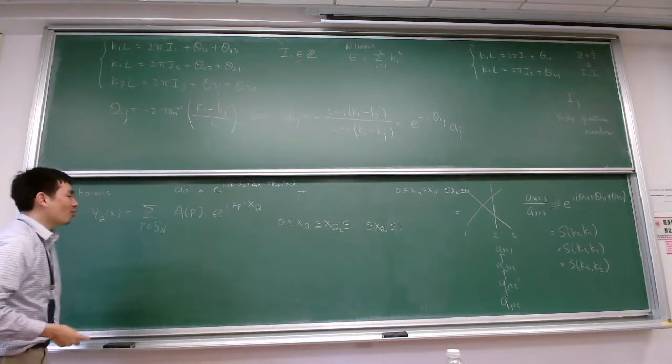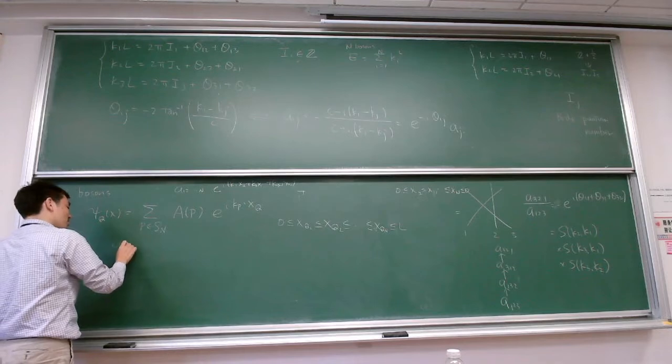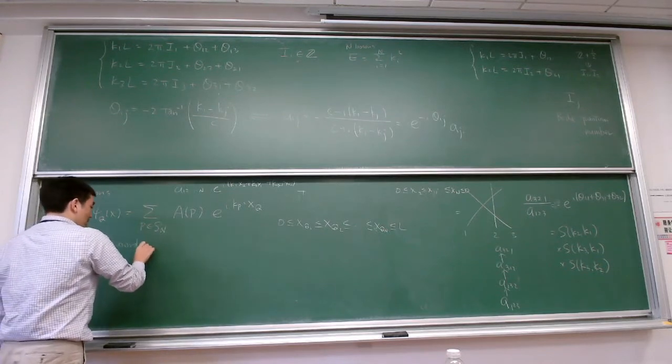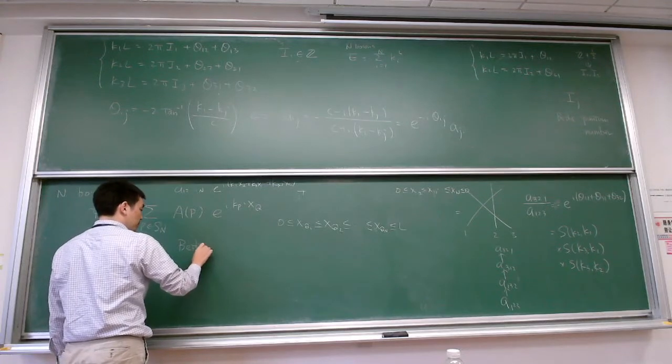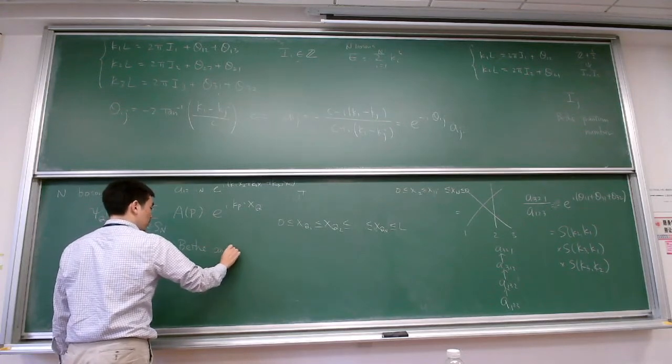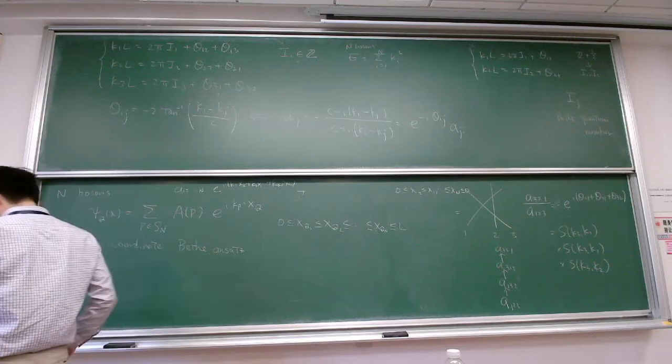So this is the coordinate Bethe ansatz. This is called the coordinate Bethe ansatz. That's what Bethe did. And then we can solve it similarly.